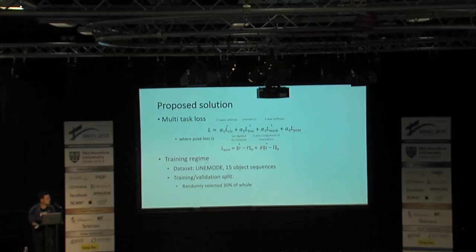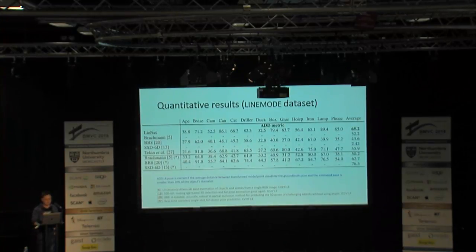So we train this neural network on a dataset. We call the dataset LINEMOD, and there are 15 object sequences, and we randomly choose 13% of the whole dataset as our training images. Here is some quantitative result. The metric we're using tries to measure the average distance between the point cloud transformed by the ground truth poses and the prediction poses from the neural network. If the average distance is smaller than 10% of the object diameter, we consider this prediction correct.